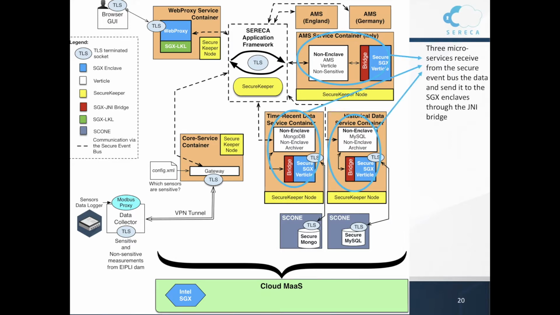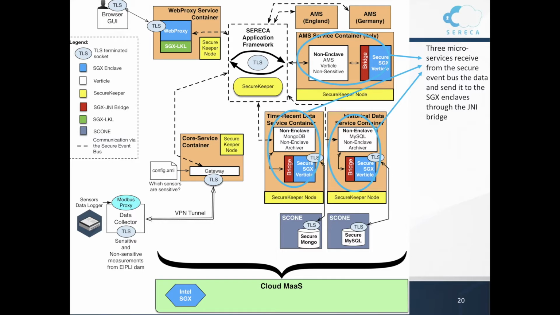There are three microservices that use another Sereca component, which is an SGX-JNI bridge. Such a bridge allows executing sensitive code in an SGX enclave, even for applications written in Java. The alarm management system, which from now on I will call AMS, is the one that correlates data and performs mathematical operations.